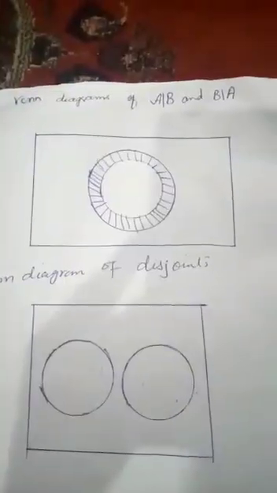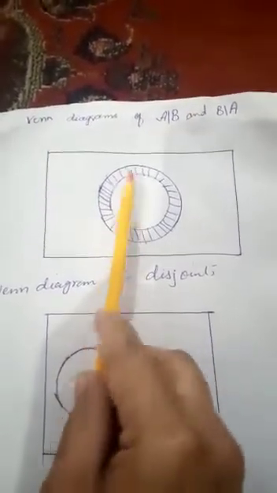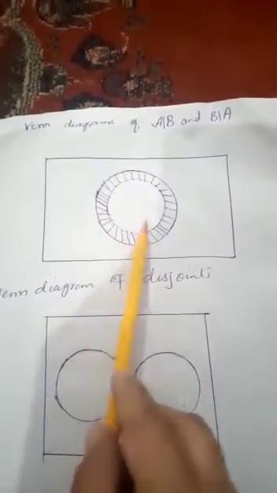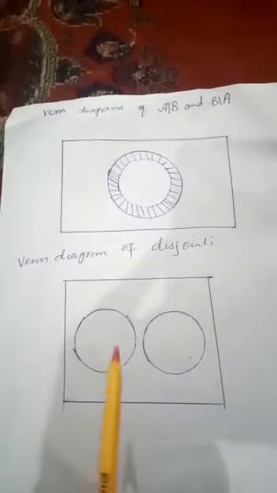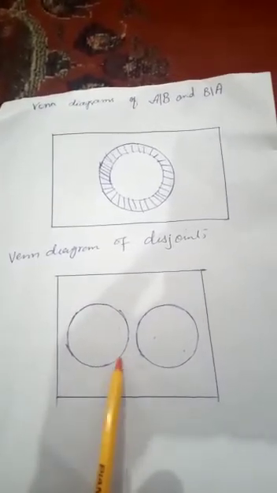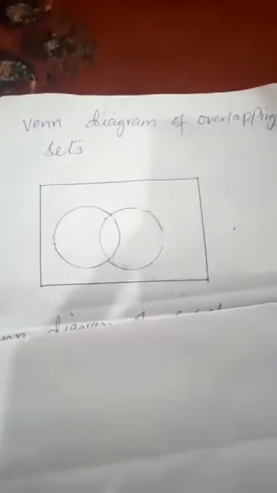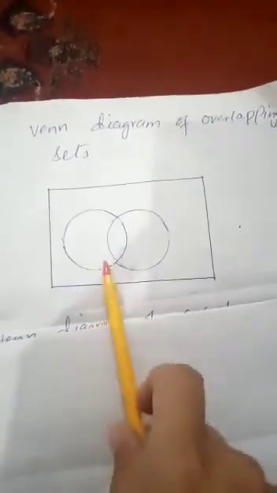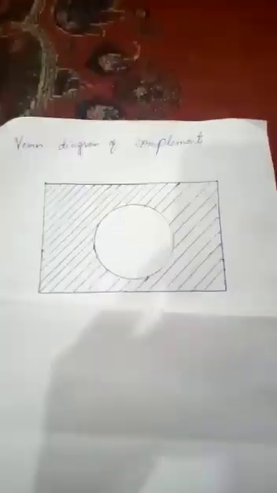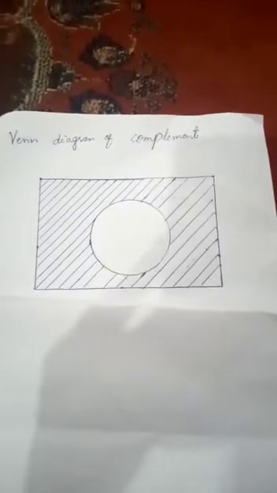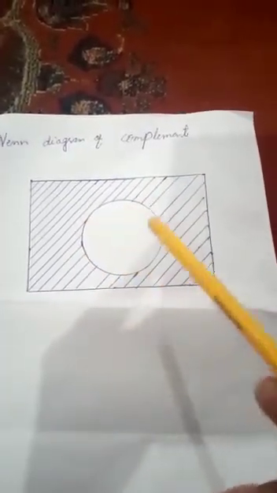Now Venn diagram of A difference B and B difference A. Let's see, we have two circles, outer circle and inner circle. Venn diagram of disjoint sets. If we have two disjoint sets, then the shape will be like that. Now Venn diagram of overlapping sets, we will draw it like that if we have overlapping sets. Now Venn diagram of complement. If we have a complement question, then we will draw it like that.